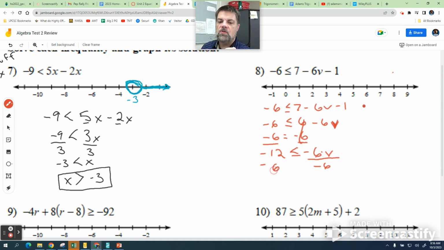What's the one little rule when we divide by a negative number? I've got to flip this way. What's negative 12 divided by negative 6? Positive 2, right? And then I've got is greater than or equal to v. Now, I want to put the variable in the front, so I'm going to say v is less than or equal to 2.